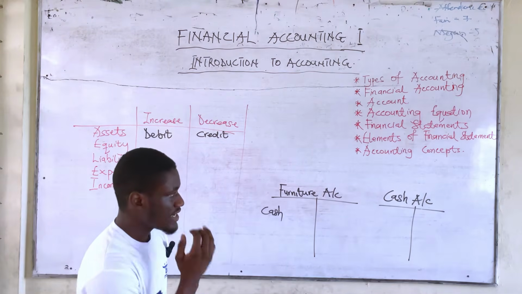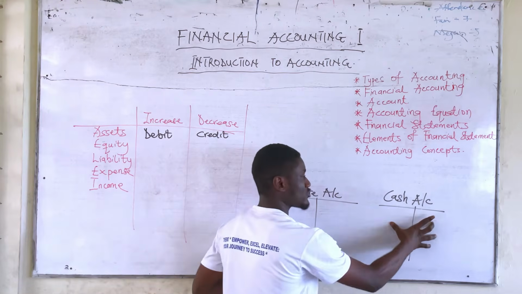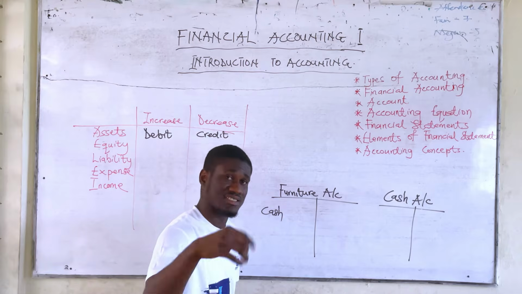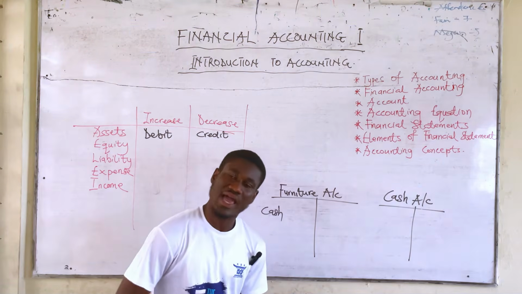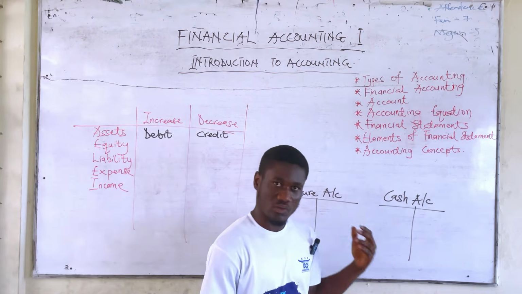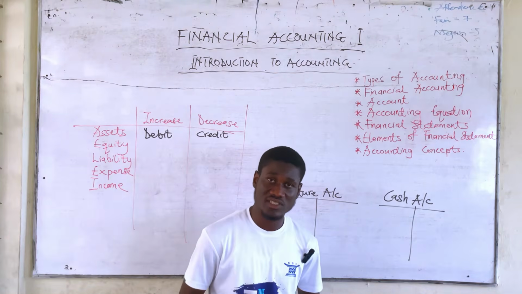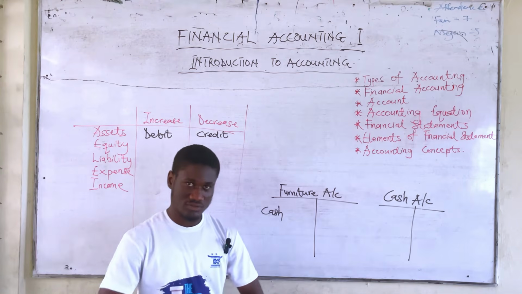But let's dive into the explanation. You know that furniture has increased. Cash is an asset that decreased because we bought the furniture with our cash. So let's say we had 50 cedis amount of cash. Then we bought the furniture with that 50 cedis. We have no cash anymore. Or let's say we bought the furniture with 40 cedis. Now we are left with 10 cedis. Do you get it? So the cash here has reduced.